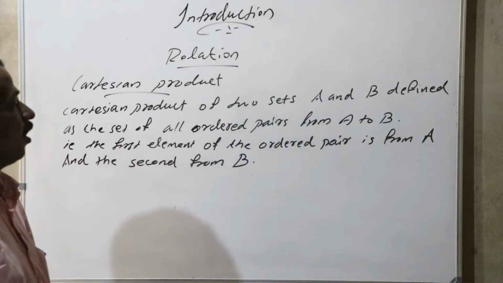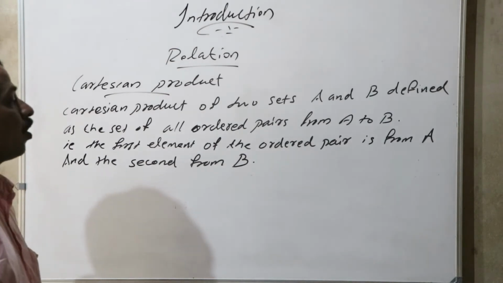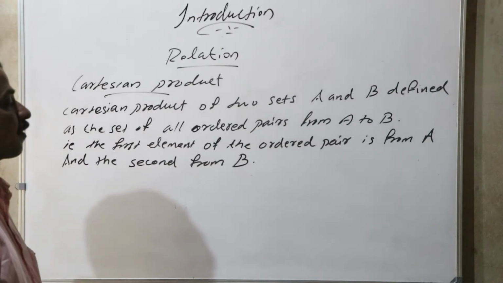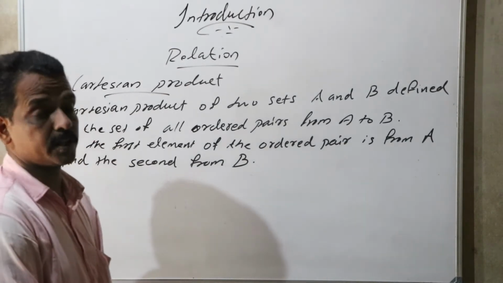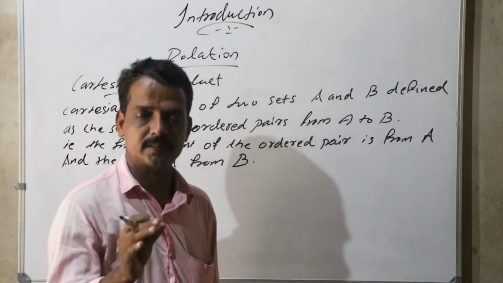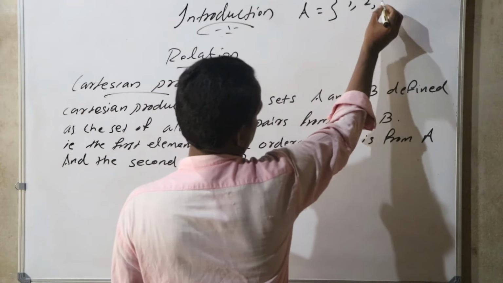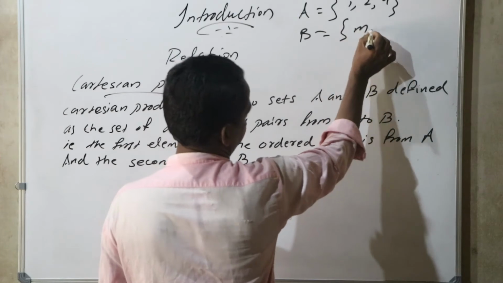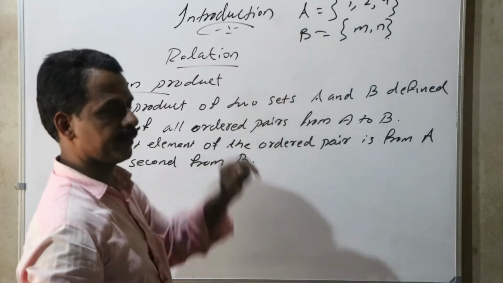Cartesian product of two sets A and B is defined as a set of all ordered pairs from A to B. That is, the first element of the ordered pair is from A and the second from B. What is a set? We have studied something on sets. A is equal to the set {1, 2, 4}. B is equal to the set {M, N}. Here, set A and set B.